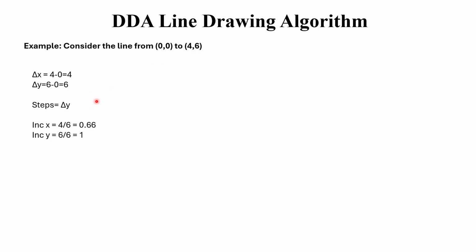Next step is to calculate the value of steps. Value of steps is the maximum of del x and del y. So here del x is 4 and del y is 6. So the maximum of these two, absolute value, we need not bother about negative values. Only the absolute values of del x and del y are considered for calculating the steps. So whichever is maximum, in our case, del y is maximum. Therefore, steps is assigned the value of del y.